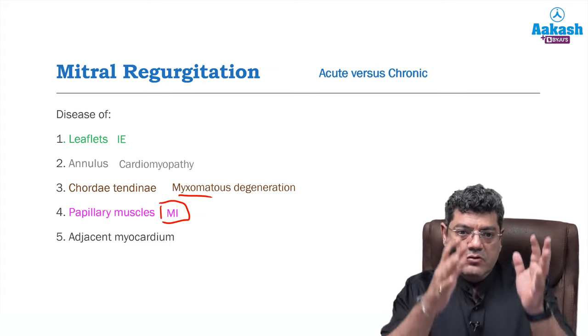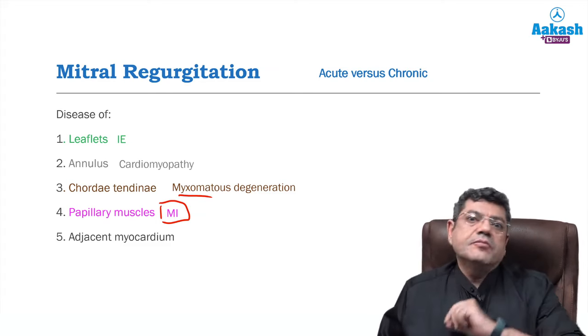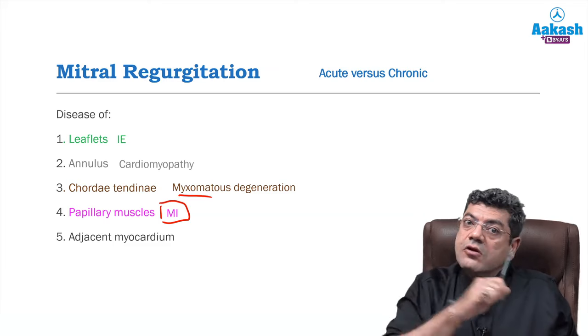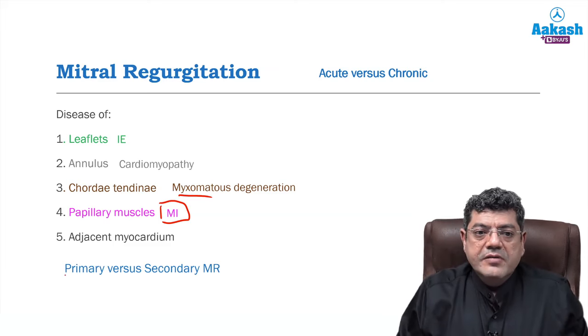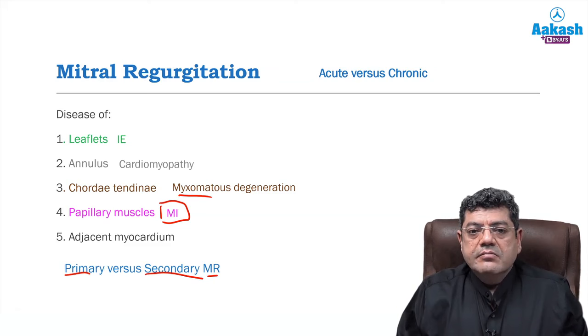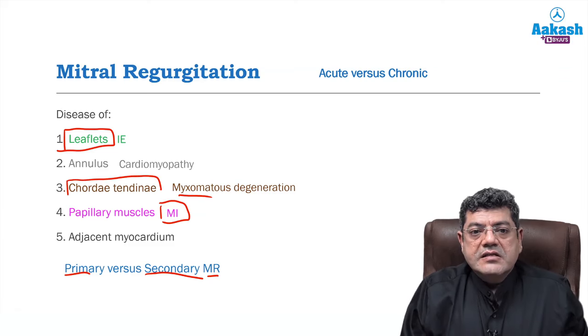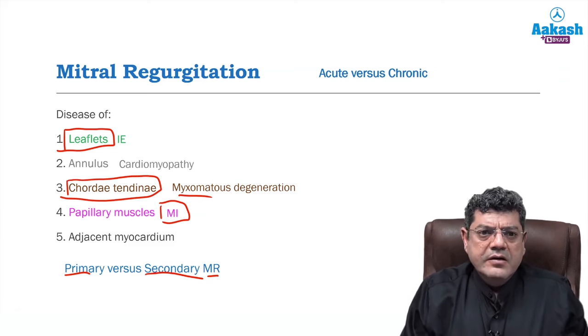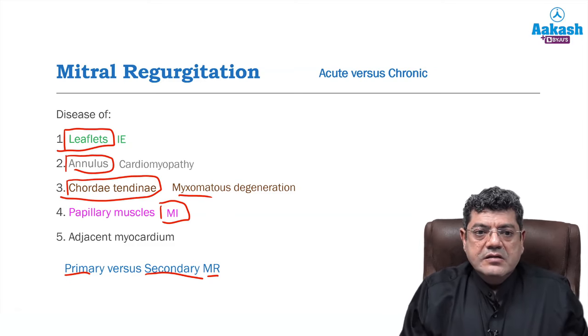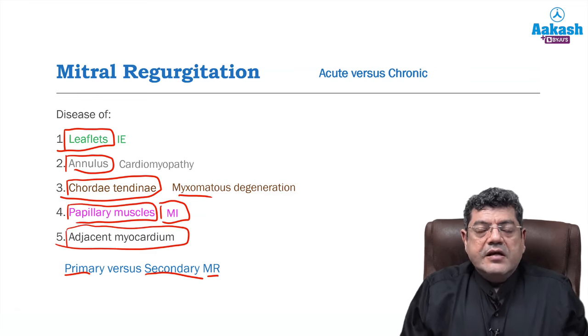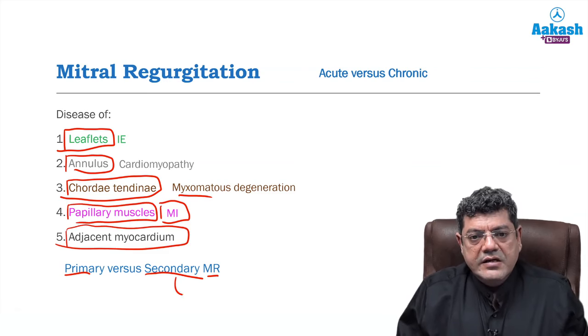So again, when you look at those causes, there's another type of classification, and that classification is also very important. It's primary versus secondary mitral regurgitation. The disease of the leaflets and chordae is considered primary, or degenerative MR, whereas disease of the annulus, of the muscles and the adjacent myocardium is considered secondary or functional MR.